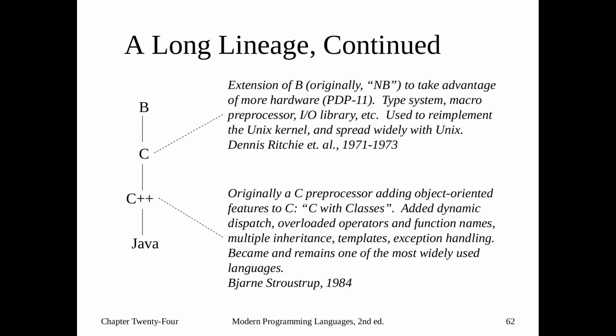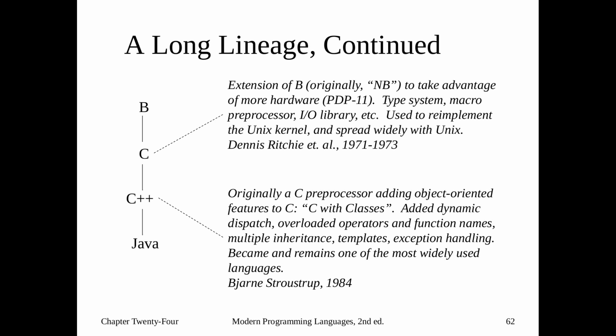Now, that's where C comes in, right? C is an extension of B, and it was originally apparently NB, which may have been for "new B," and it was designed to take advantage of more hardware, including the PDP-11. I'm hoping that everyone learned about all these different systems when they took architecture. If not, go read a history book on computer science. It'd be awesome. Or go to the Computing Museum here in Bozeman. So type systems were included, a macro preprocessor, an I/O library, etc. C was actually quite impressive for its day.